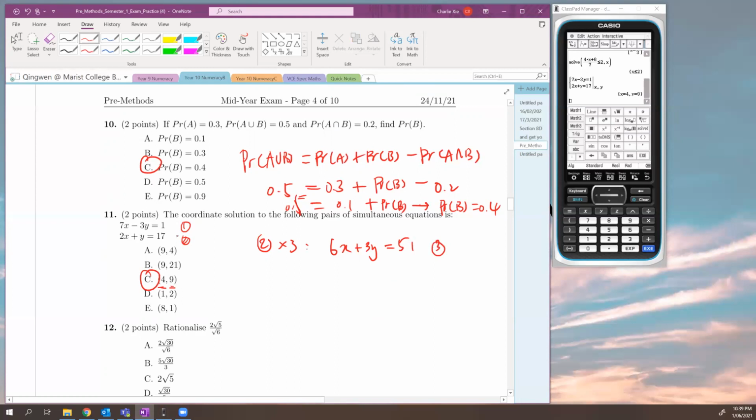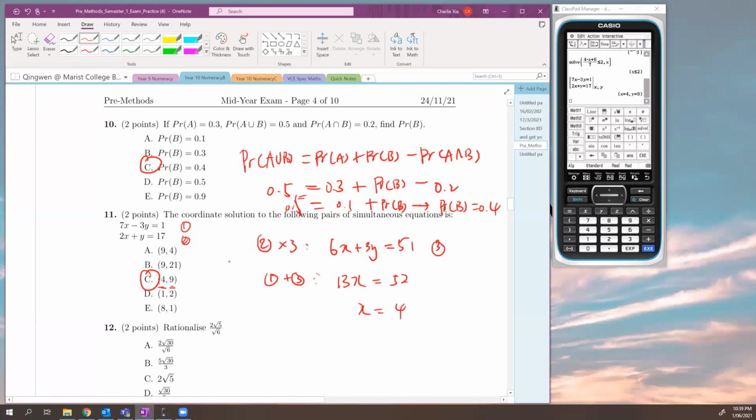Let me double check. 3 times 17 is 51. Yeah, 51. So add them up. 1 plus 3, and the 3y and 3y cancel out. That just gives us 13x is equal to 52. So x is going to be 4. I know this because I've seen this similar equation. I know 13 times 4 is equal to 52. You could just try it, or use your calculator: 52 divided by 13 gives you 4.